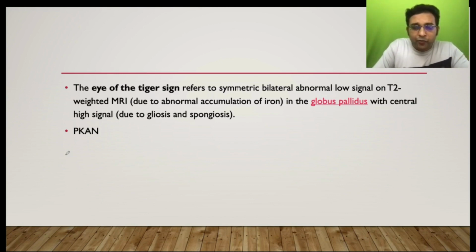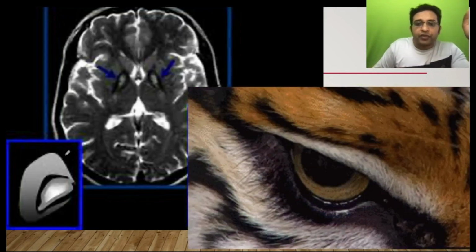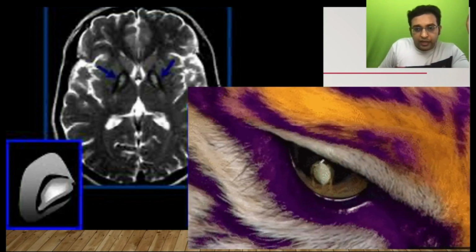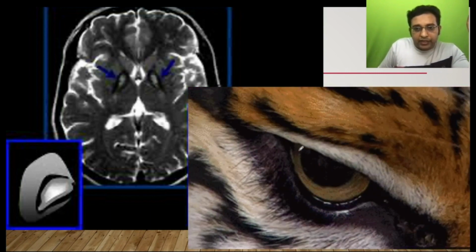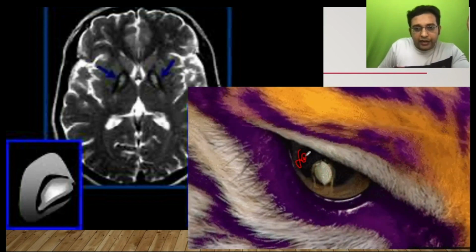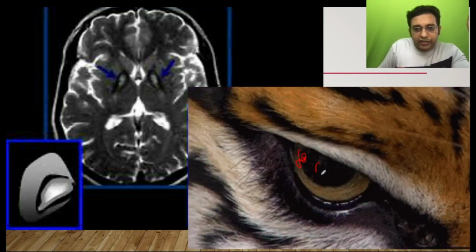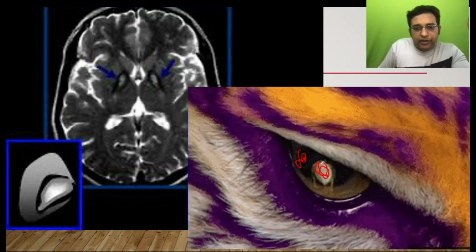And what is that white thing we see in the middle of this darkened thing in the globus pallidus? That high signal is basically due to the gliosis and the spongiosis, because of the dead tissues within the iron accumulated region, because the iron is actually kind of destroying the cells within that region. So in the center there will be gliosis and spongiosis that gives the typical eye of tiger appearance. So the dark region would be the iron accumulated region, and this white region would be the spongiosis or the gliotic region which we see.